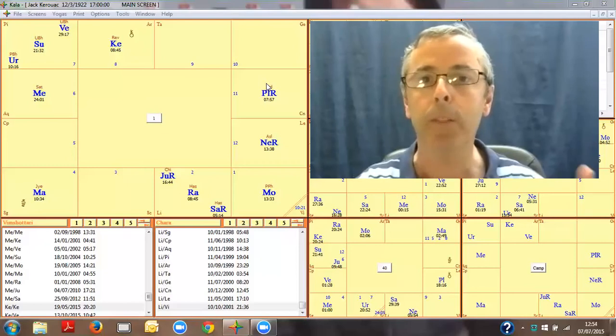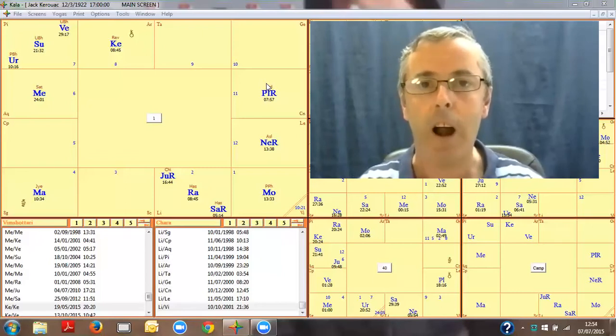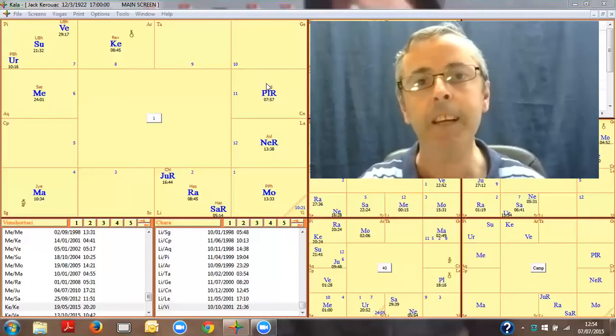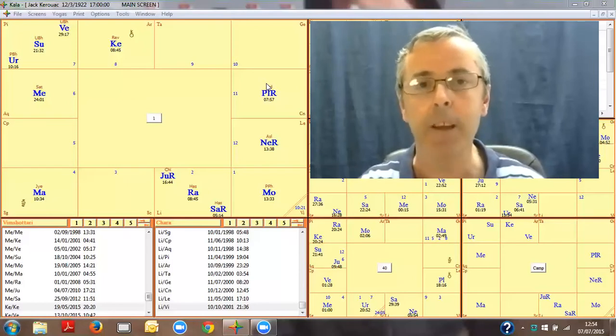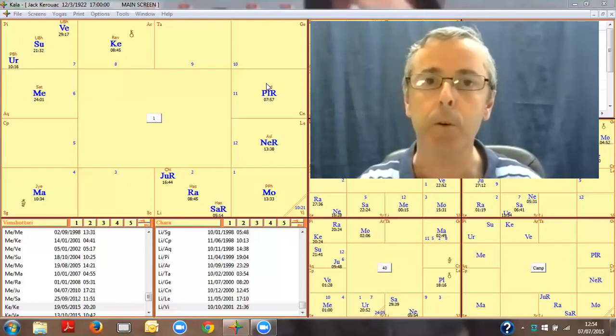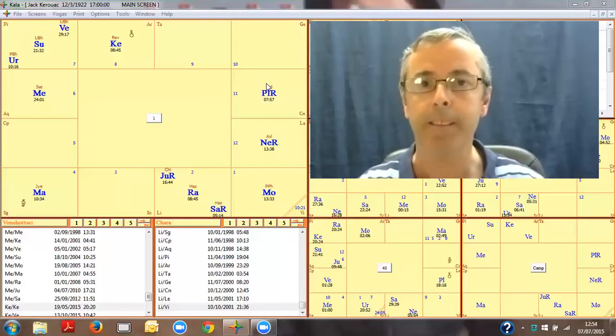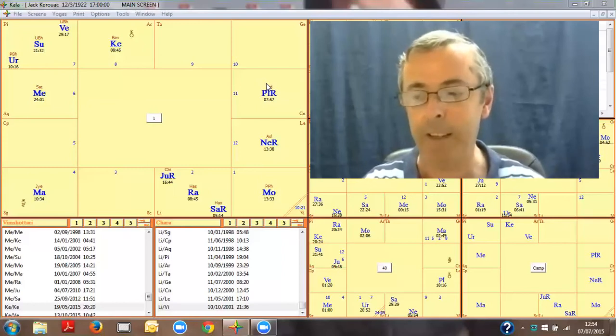We'll learn both the Tajika aspects, which are familiar to most Western astrologers, such as the square, trine, things along those lines. We'll also learn what's called the Parashara system of aspects, in addition to Jaimini aspects, which is a completely different school of aspects where it's not actually the planets that are aspecting, but the signs aspecting each other, or I should say the Rashis aspecting each other.